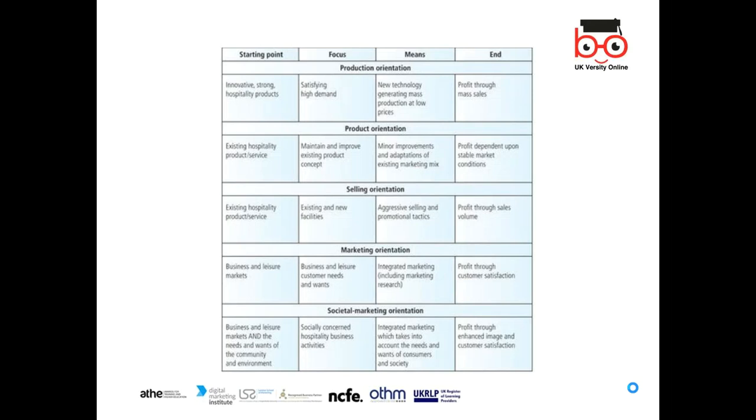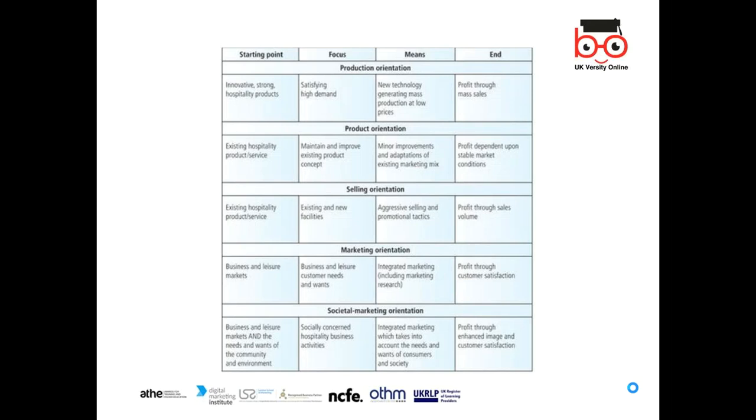And then the product orientation: existing hospitality products and services, maintaining and improving existing products. Improvement of the product was the key, with minor improvement and adoption of the existing marketing mix. Next, we discussed the 4 P's: product, price, promotion, and place. Profit depends upon stable market conditions. Next, the selling orientation concept, which is more focused on sales volume. Then we discussed the marketing orientation concept, profit through customer satisfaction. That was really the marketing concept, marketing orientation.